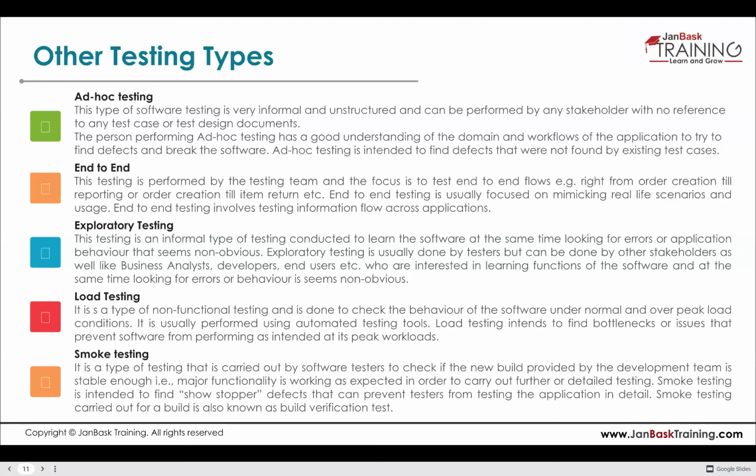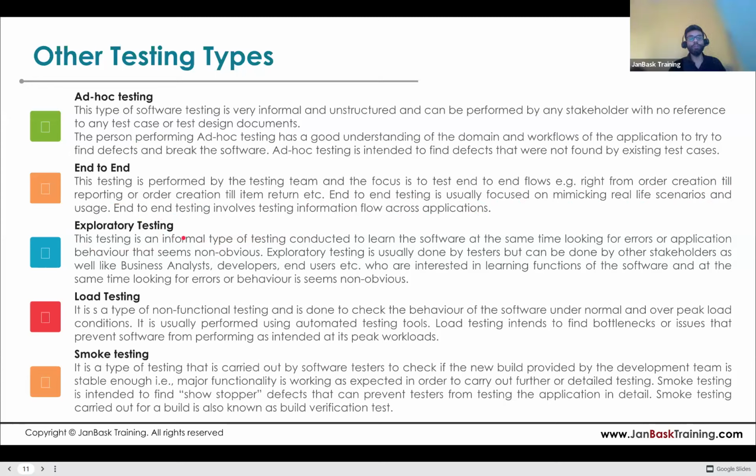Does it mean it's like system testing? Yes, in system testing you need to perform end to end testing. This testing is performed by the testing team, and the focus is to test end-to-end flows. Example, right from order creation till reporting, or order creation till item return, etc. End-to-end testing is usually focused on mimicking real-life scenarios and usage. End-to-end testing involves testing information flow across applications. Understood? Okay.